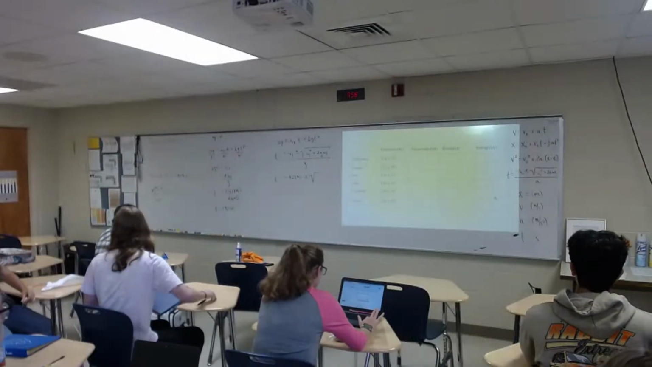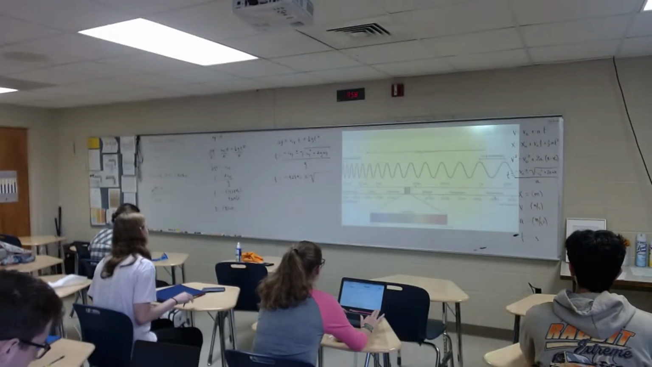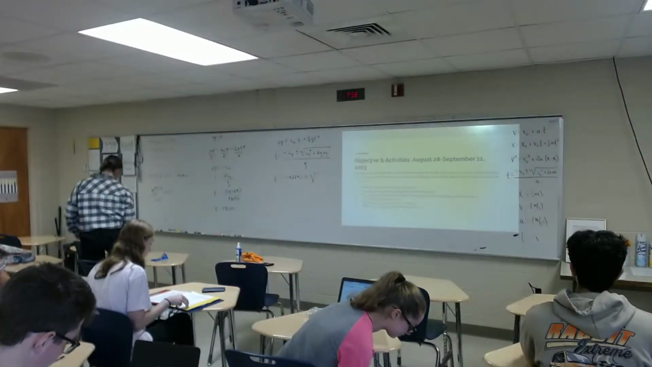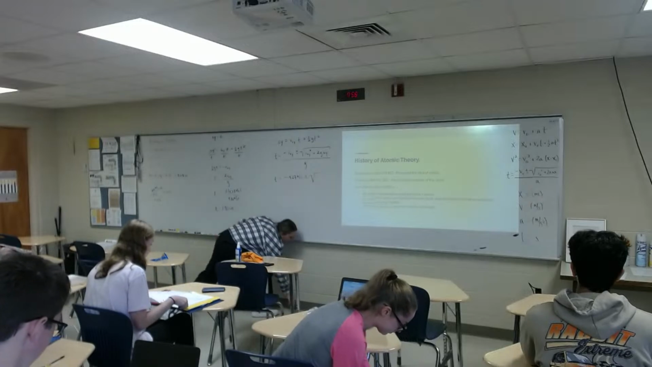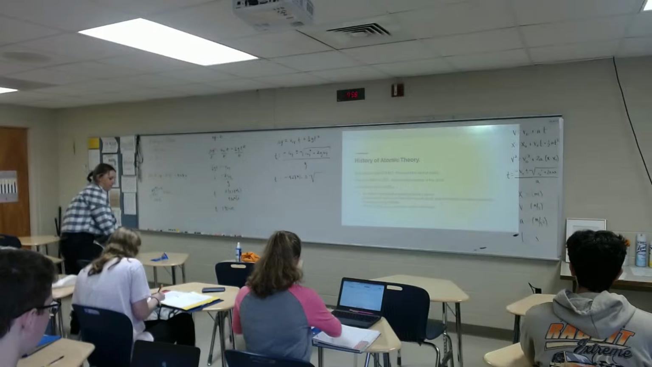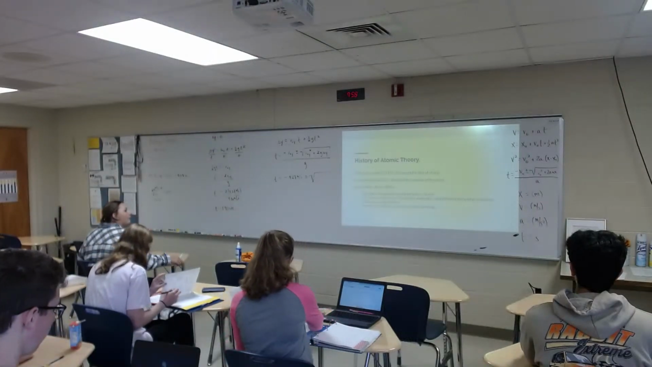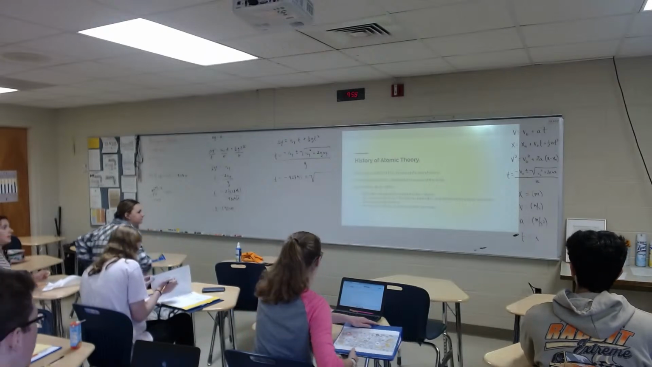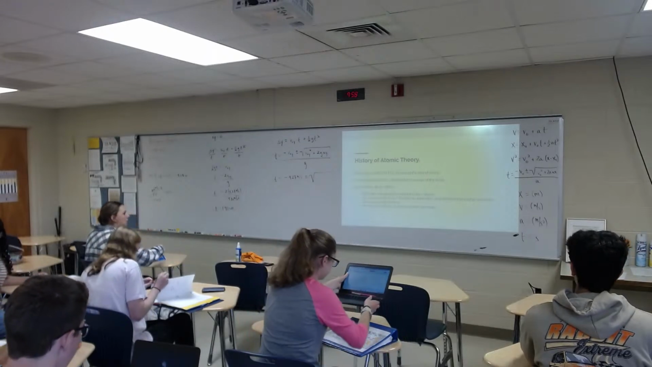All right, here's where we are. We've discussed two timelines of things going on. We've got Dalton to Thomson to Rutherford. The important thing there: Thomson found the electron, Rutherford found the nucleus. Then on the other side of the timeline, we have people studying light.